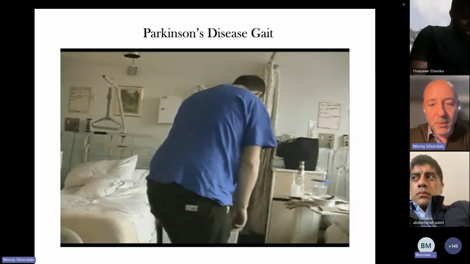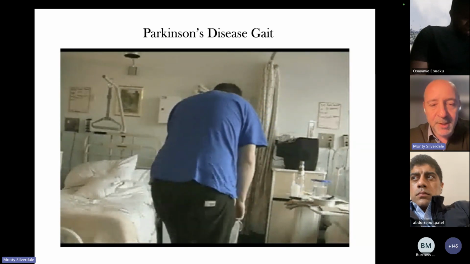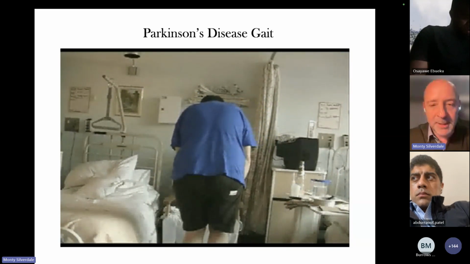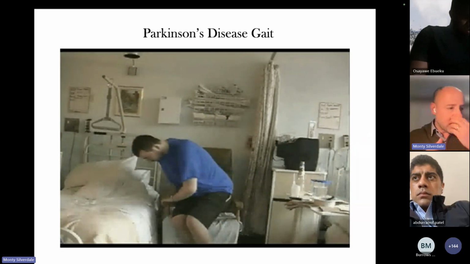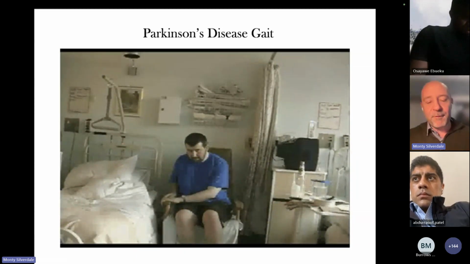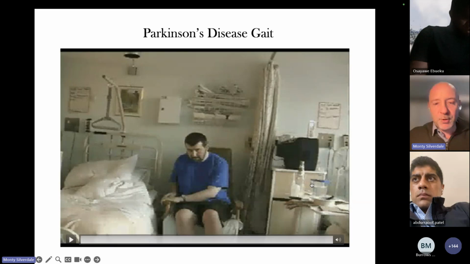And as he comes towards the seat on the way back, you'll see he kind of speeds up and almost falls into the seat. So that's what we call festination, where the centre of gravity is too far forward. Other features you might look for are things like freezing, when they walk through doorways and things like that. But those are the main clinical signs that we see in the later stages of Parkinson's disease.